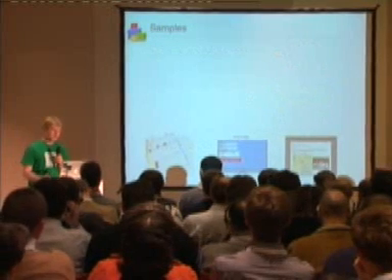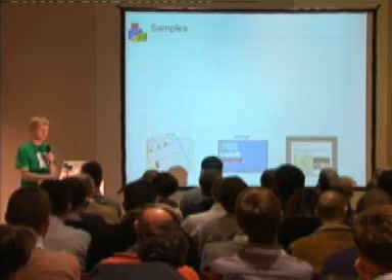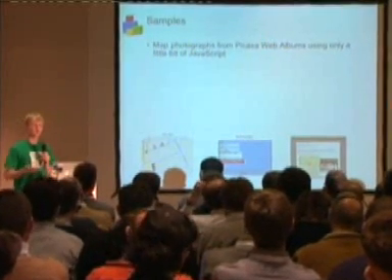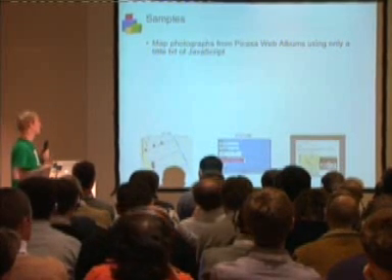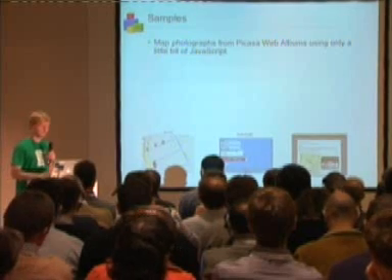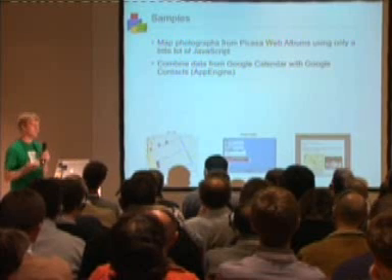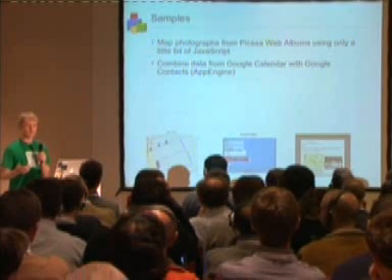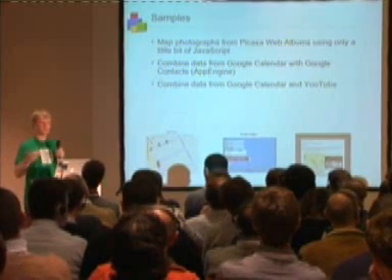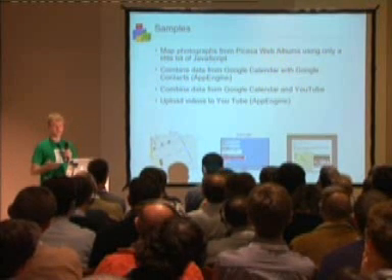Okay, so with that, some of the sample applications that we're going to talk about are, and I want you to try to think of some other stuff as we're going through this that you might be able to do. So we're going to look at how to map photographs from Picasa onto Google Maps using just JavaScript. We're going to look at how you would combine data from Google Contacts with Google Calendar and run this whole thing in App Engine. And we're going to look at how you could combine data from Calendar with YouTube videos. And then we're going to go into how you would upload videos to YouTube.